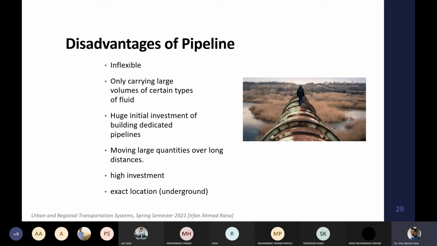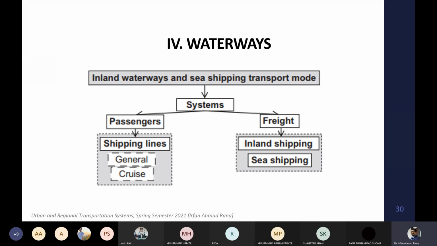Yes, so sometimes if it is underground, it becomes very difficult to pinpoint where the leakage or the problem on the pipeline is. Okay, then in the pipeline in which we're talking, there are two ways: inland shipping, sea shipping, maybe.